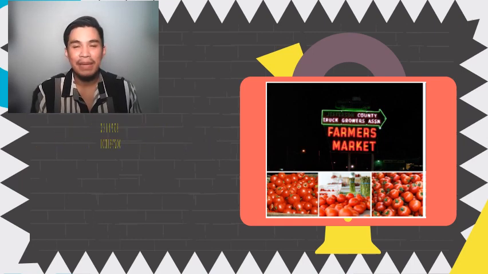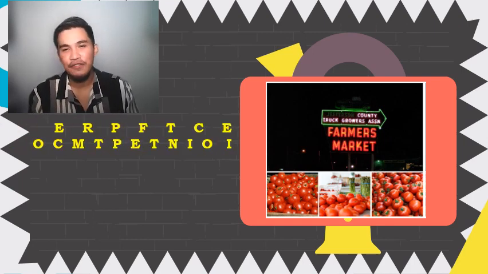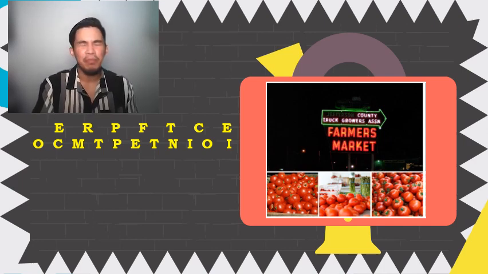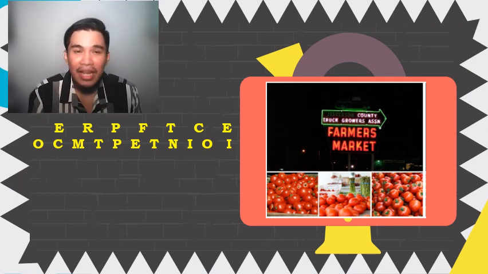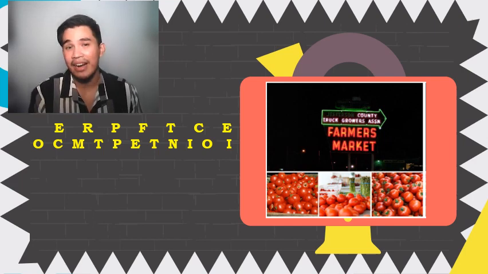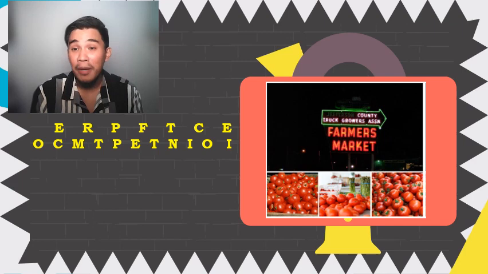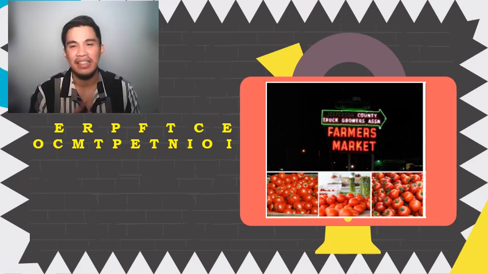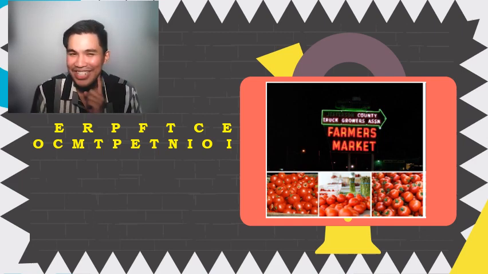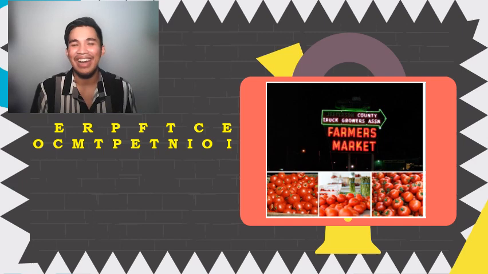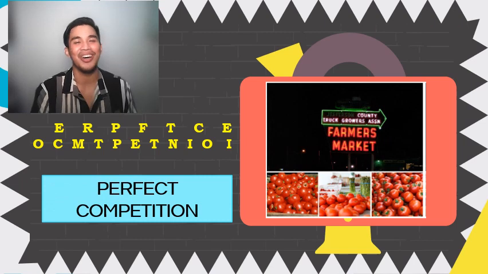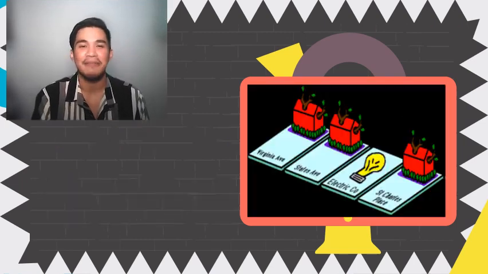Okay, so we have the pictures here. We have 4 pictures. You can see the farmer's market. You can see tomatoes. And you have the jumbled letters or the jumbled words here. So ano kaya yung ano? What do you think are the word or the words that will be formed if we're going to arrange the letters in these words? The clue here, ang clue dito merong dalawang word. Okay? So what do you think is your answer? Very good. The answer here is perfect competition. Ayan, perfect competition. Let's proceed on the next item.